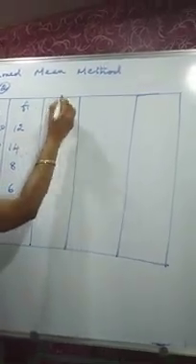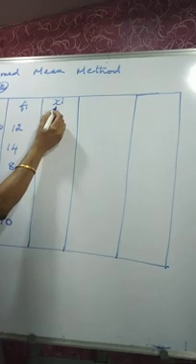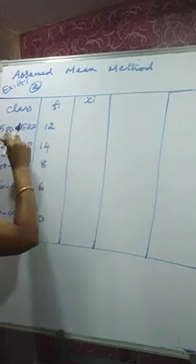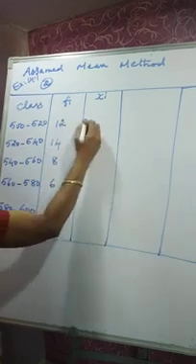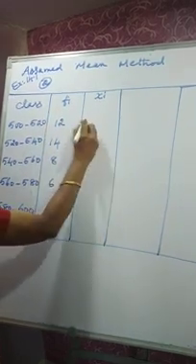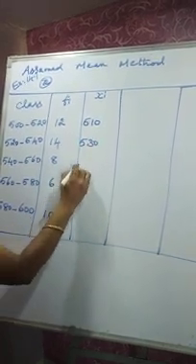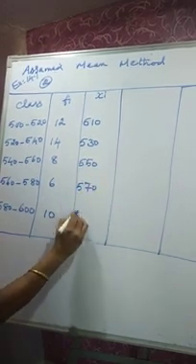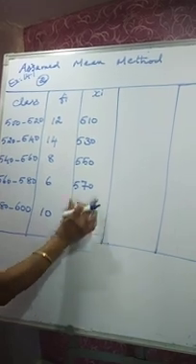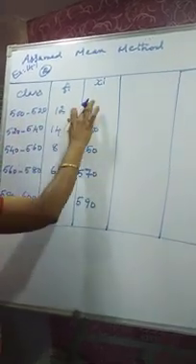Third column is xi. We know xi is nothing but mid value. This mid value is calculated by adding lower limit and upper limit and divide by 2. This already we have done in the previous method. So let us write directly here. It is 510, the mid value. Second mid value is 530. Next is 550, 570 and the last mid value is 590. Hope you understood how we got this column. It is sum of the limits divided by 2.